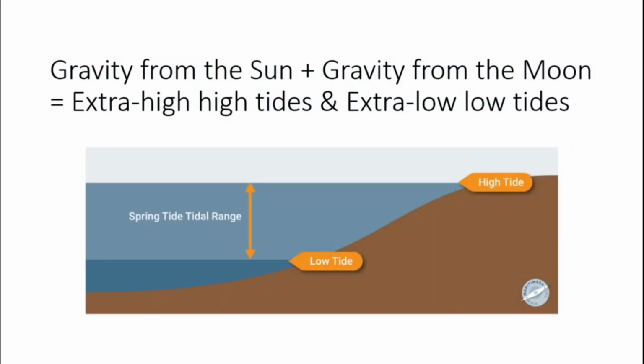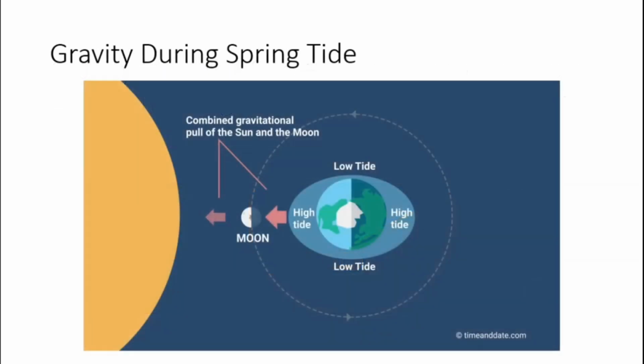Gravity from the sun added to gravity from the moon creates extra high tides and extra low tides. As a result, the spring tide tidal range will be greater than the tidal range we looked at earlier. The gravitational pull of both the sun and moon combines to create stronger tides. The force is strongest when the moon and sun pull together in the same or opposite directions. This causes extreme high and low tides, making the tidal range the largest.